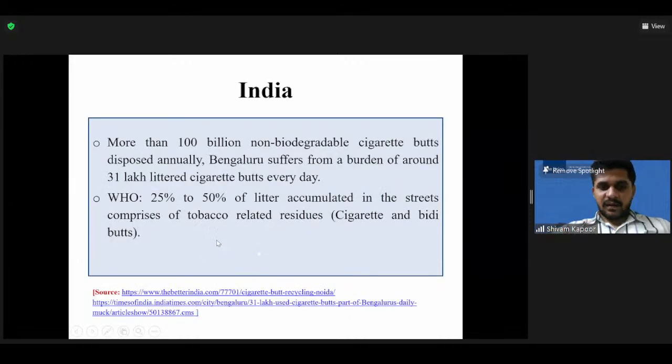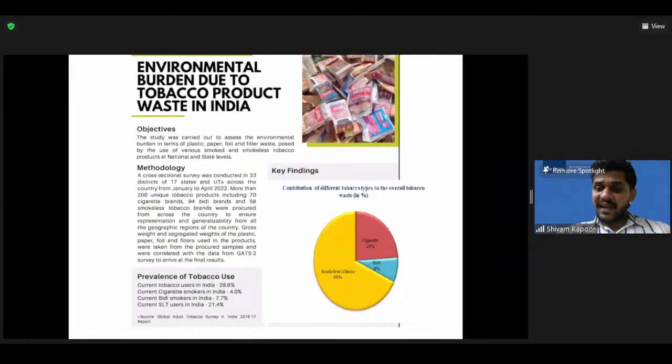If we see where India stands in all of this, the figures I've taken are from a news editorial. A city like Bengaluru suffers from a burden of nearly 31 lakh cigarette butts which are discarded and littered every day in various streets of the city. But the national figures, I won't be disclosing the entire topic here.